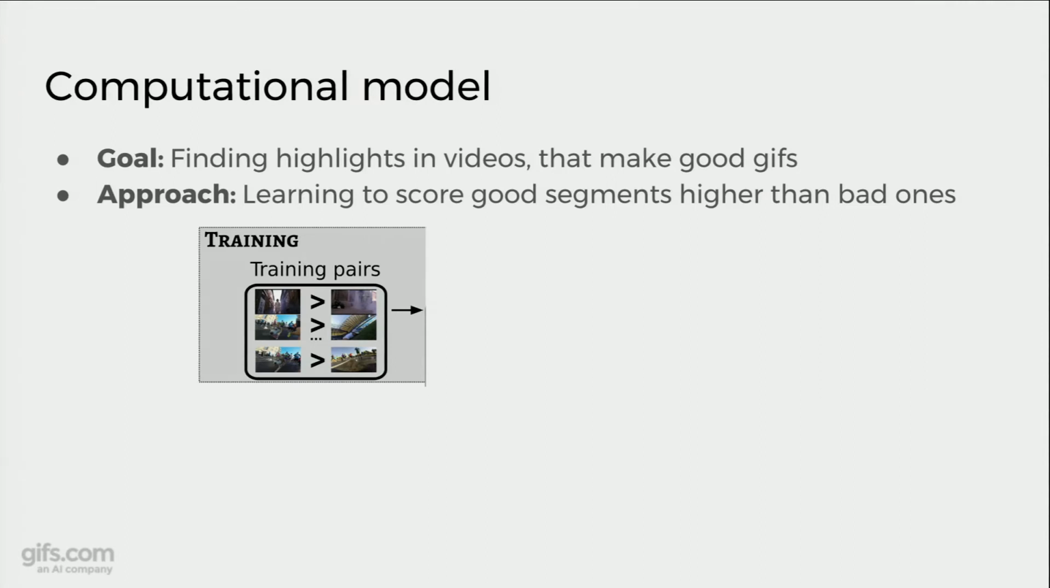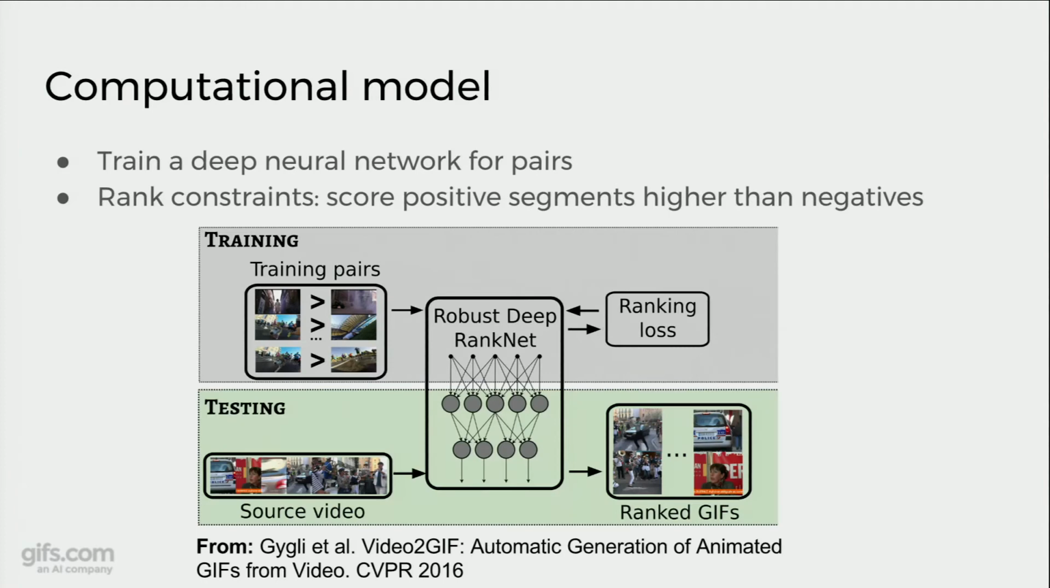It's kind of small, but basically we have a bunch of training pairs, and the goal is to give a higher score to the ones on the left than to the ones on the right. To do that, we train a neural network based on top of C3D, actually. So we use C3D features to rank these pairs. We minimize the rank loss that basically penalizes having the wrong order of these pairs.